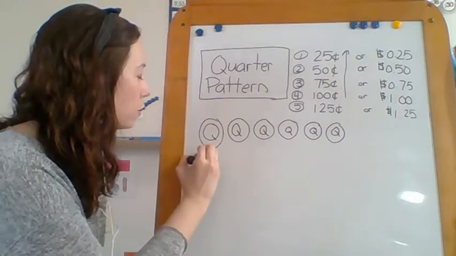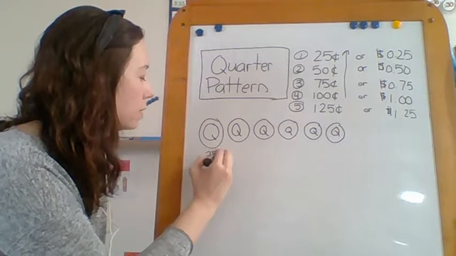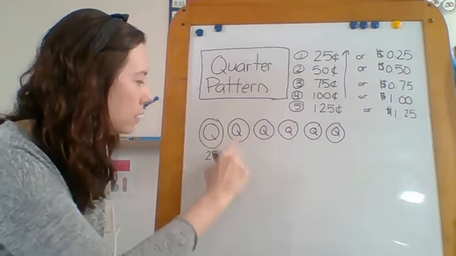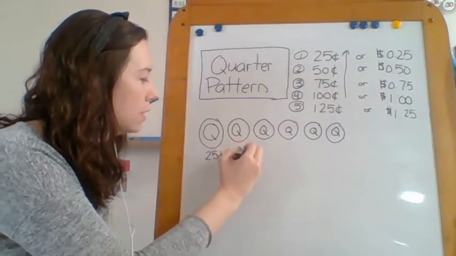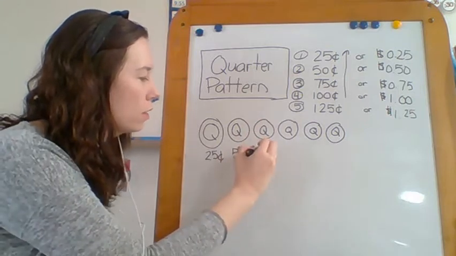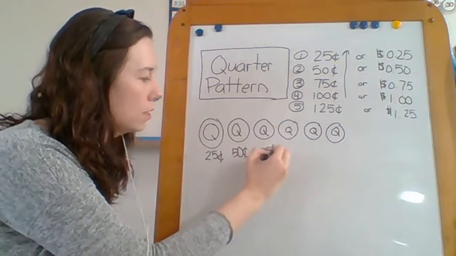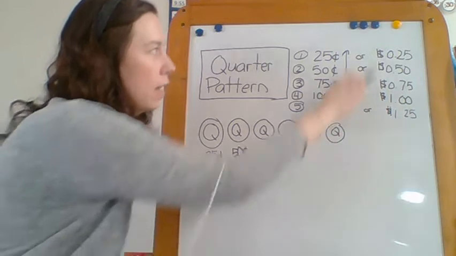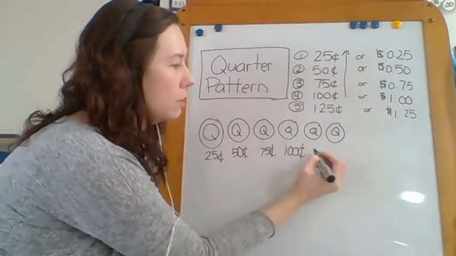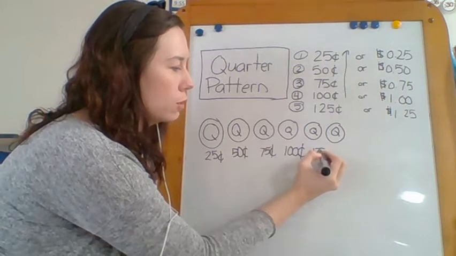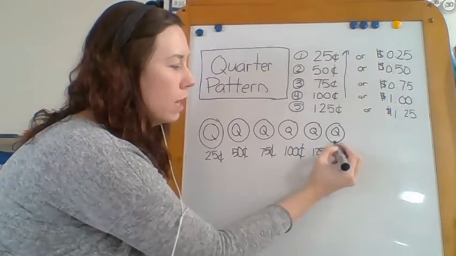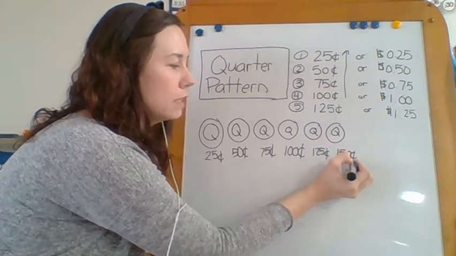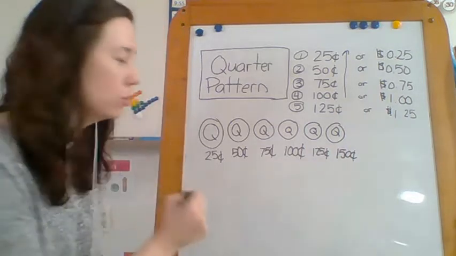So the first quarter I have here, I know is 25 cents. Then I'm going to be following my pattern. So 25 plus another quarter, 50 cents, plus another quarter, 75 cents, plus one more is 100 cents. Then I'm repeating. So 100 cents plus another quarter is 125 cents. And 125 cents plus another quarter is 150 cents.